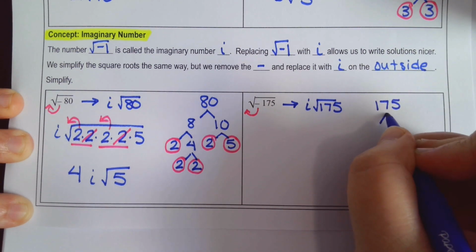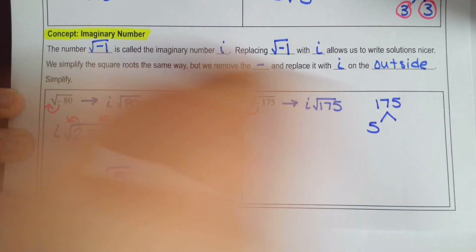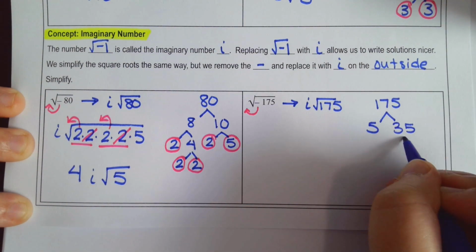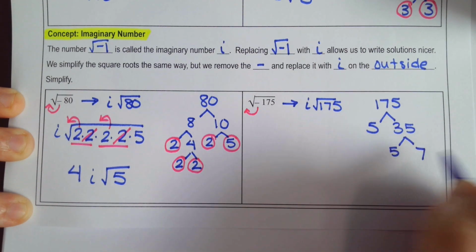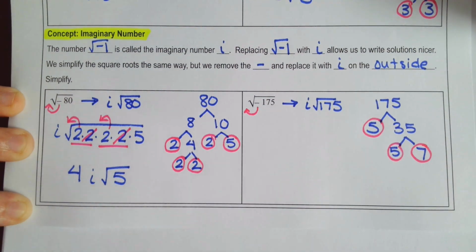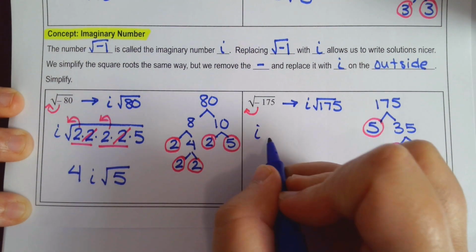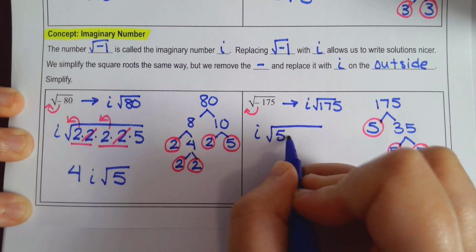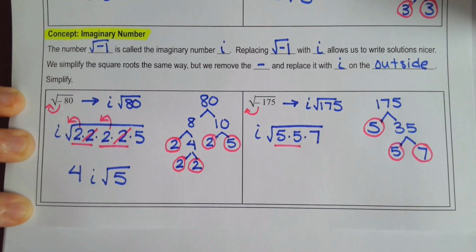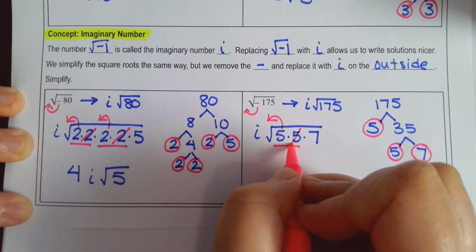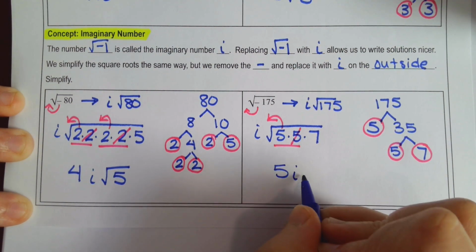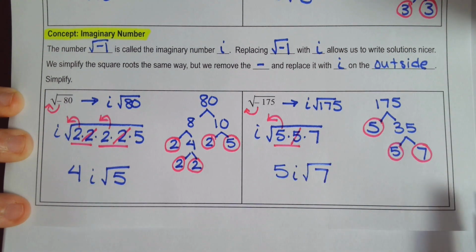So 175 is broken down into 5 and 35. And then 35 can be broken down into 5 and 7. 5 is prime, so is 7. i is still on the outside. Square root of 5 times 5 times 7. We only have a pair of 5s, so we keep one 5, chuck the other 5. So 5 comes to the outside with i, and 7 is left inside the square root.